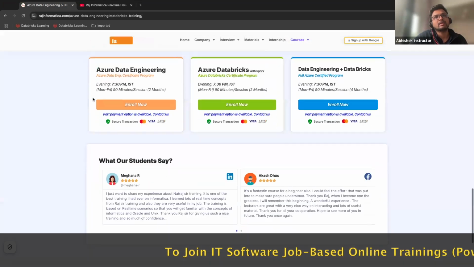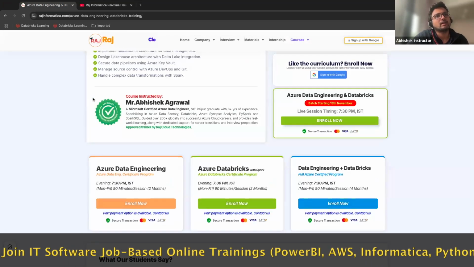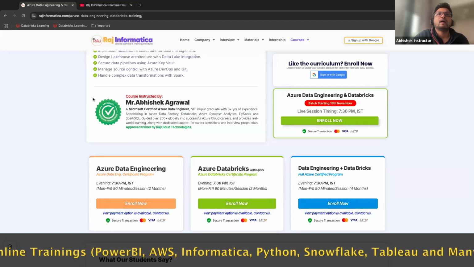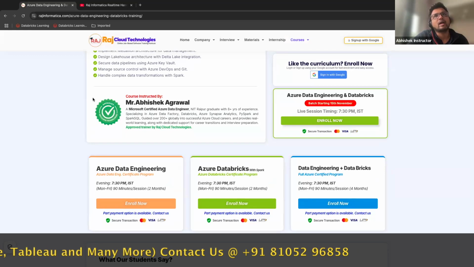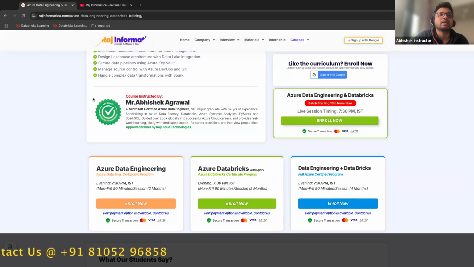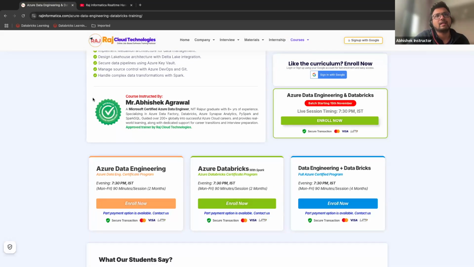Hello everyone, I am Abhishek Agarwal. I will be the tutor for this particular training. I did my graduation in 2016 from IIT Raipur, and I have 8 years of experience totally in Azure Cloud Technologies. I have worked on 50 plus data migration projects in the past 8 years using Data Factory, Databricks, Synapse Analytics, PySpark, Spark SQL, and I have trained around 200 to 300 people in the past 2 years to switch into cloud technologies across the globe.